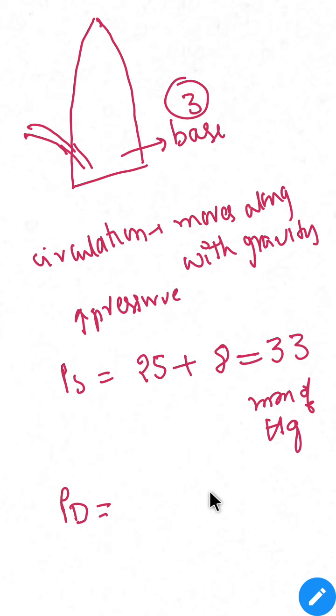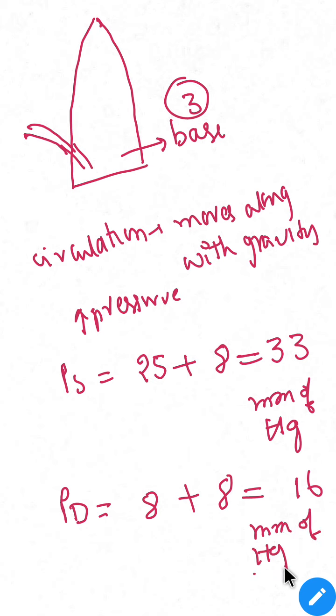Diastolic pressure in normal pulmonary circulation is 8. Now 8 mm of Hg will be added to this diastolic pressure due to gravity, and now diastolic pressure becomes 16 mm of Hg. Let's see the order of various pressures. At the base, the systolic pressure is greater than diastolic pressure, which is greater than alveolar pressure.